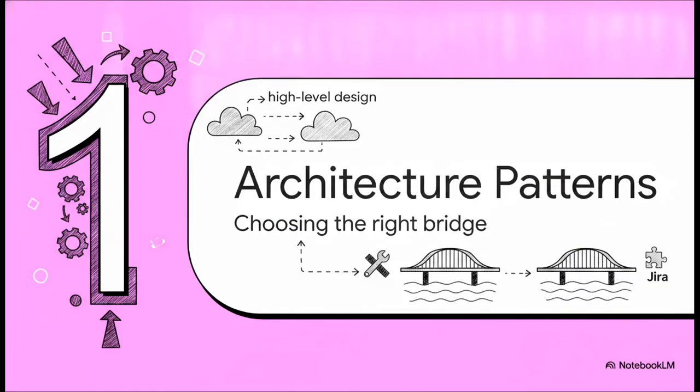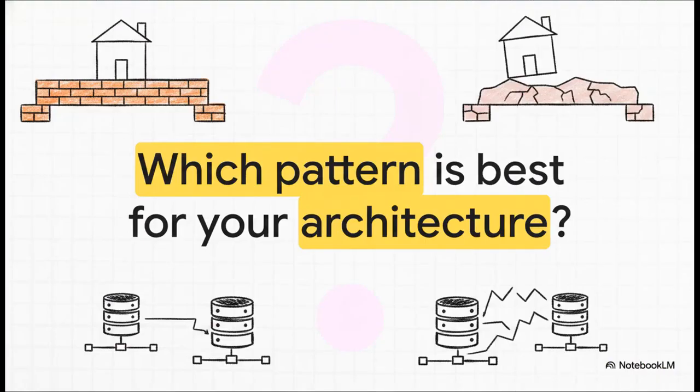Phase 1. Architecture patterns. Finding the right bridge between systems. Before we look at any syntax or write a single line of code, you really got to ask yourself which integration pattern is actually right for your environment. Think of this like choosing the foundation for a house, right? If you pick the wrong architecture up front, based on your security constraints or your team's skill set, everything you build on top of it is going to sag.